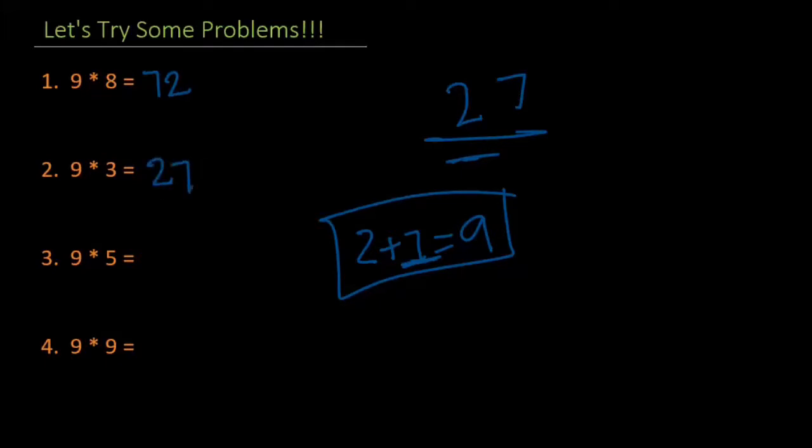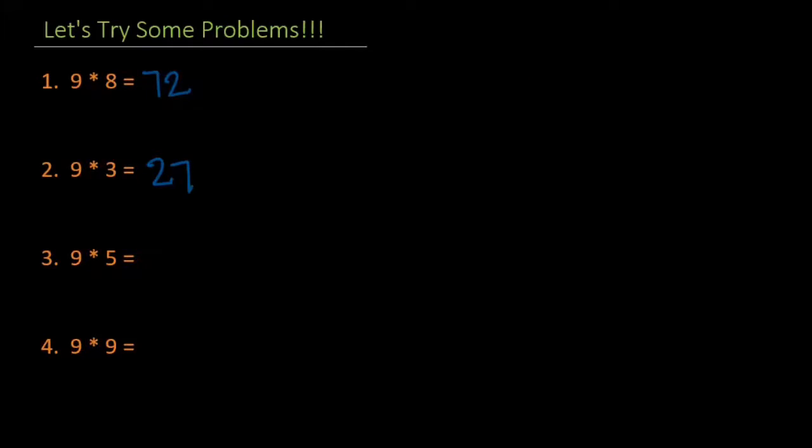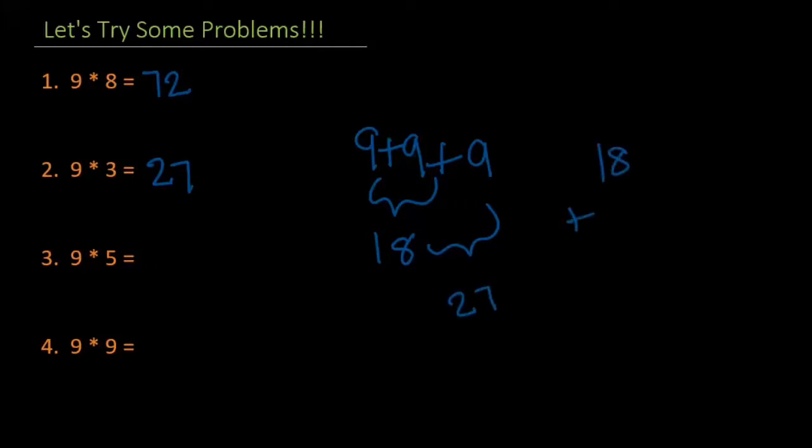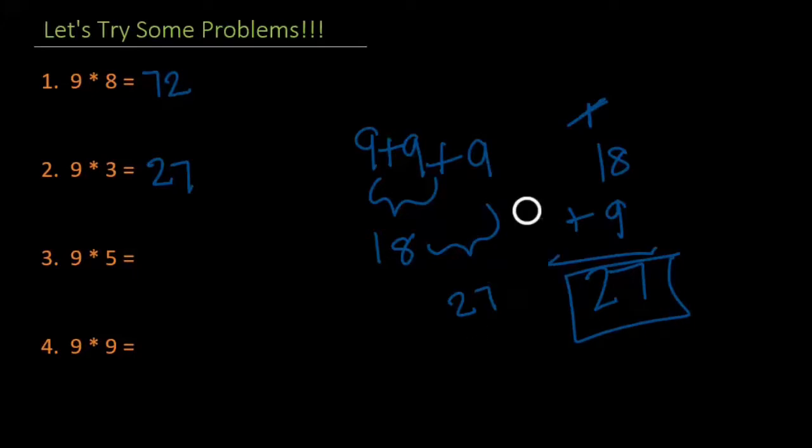27. And if you want to check your answer, you can do repeated addition because multiplication is basically repeated addition. So you can add 9 plus 9 plus 9. 9 plus 9 is equal to 18. 18 plus 9: 8 plus 9 is equal to 17, so we bring a 1 up here. 1 plus 1 is equal to 2. So we still get a 27. So that is how you check your answer, and we got the right answer.